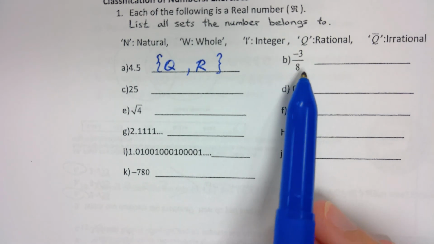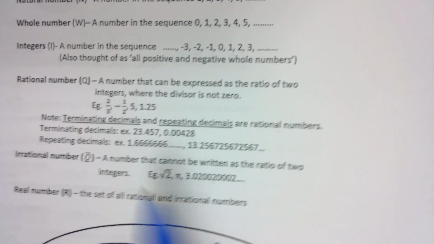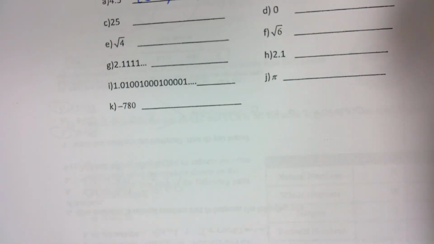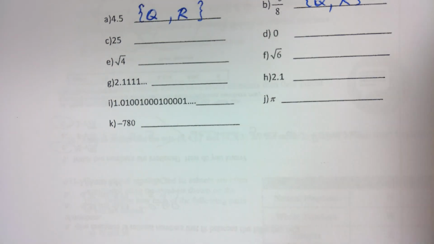Okay, B, negative 3 over 8. What type is this? Not everybody at once. It's a fraction of integers, so it's rational or irrational? Rational, right? Because you can write it as a fraction. Yes. So it's Q and R.